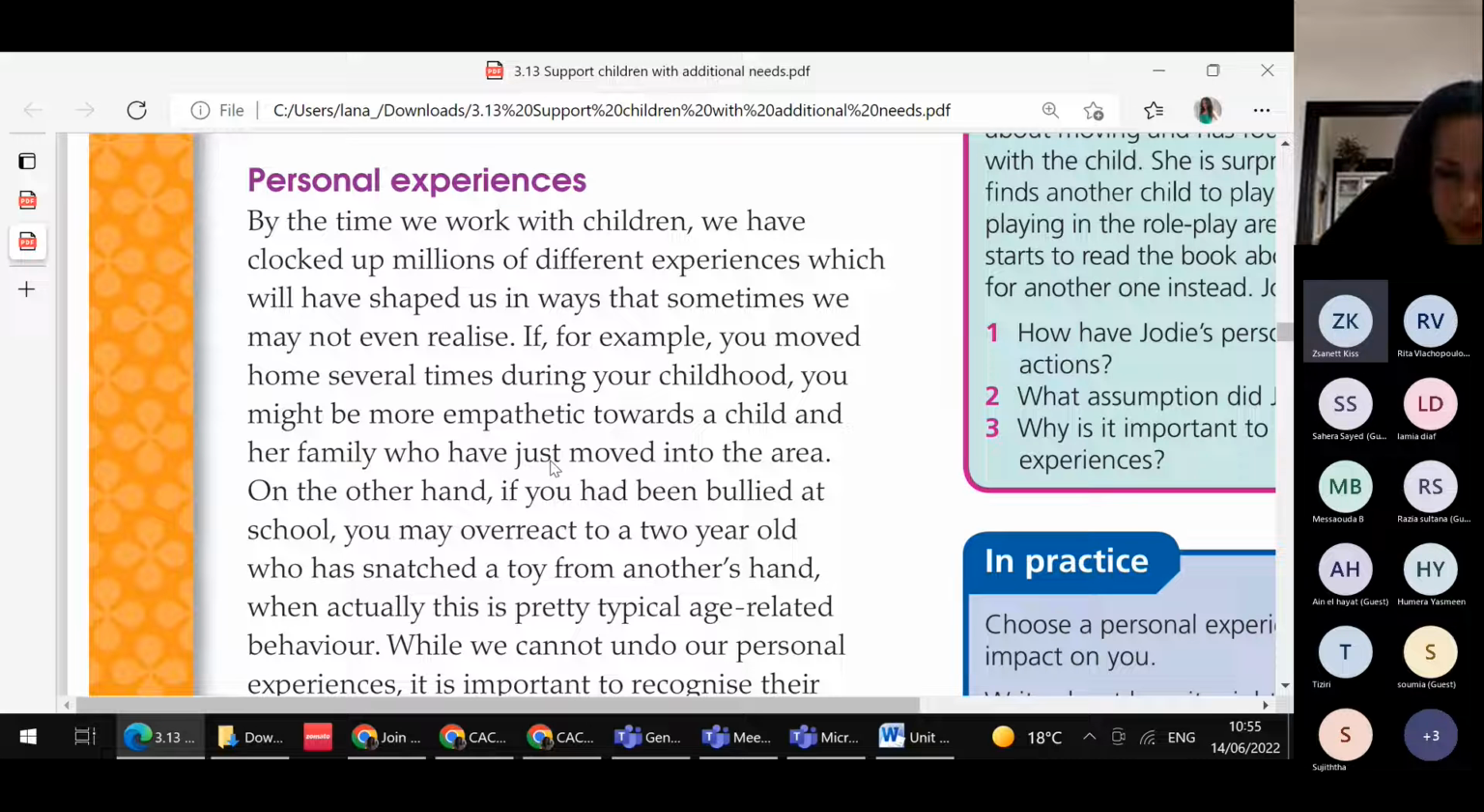On the other hand, for example, if you've been bullied in the school, you might overreact if a child is being bullied in front of you. Suddenly, a child will be bullied. You would be very angry, overreacting because you didn't like it when you were a child, and suddenly another child in front of you is being bullied, so you will be overreacting.